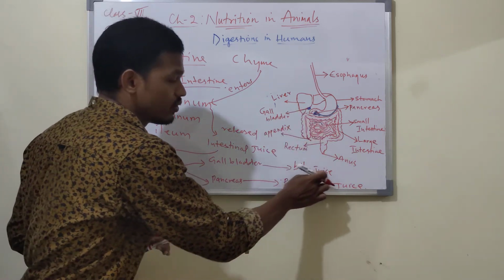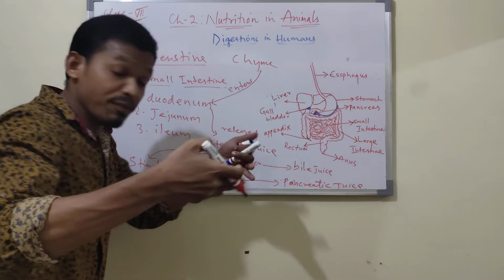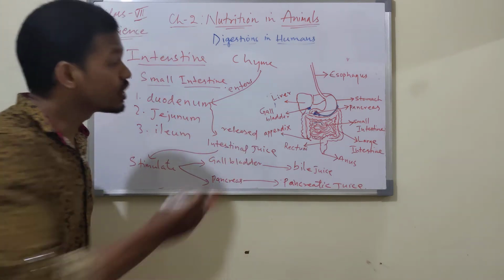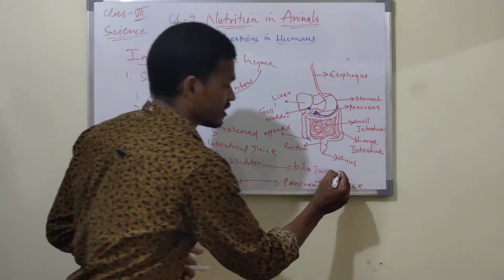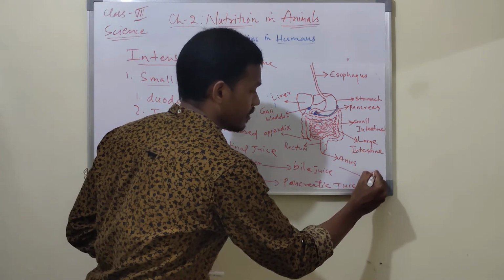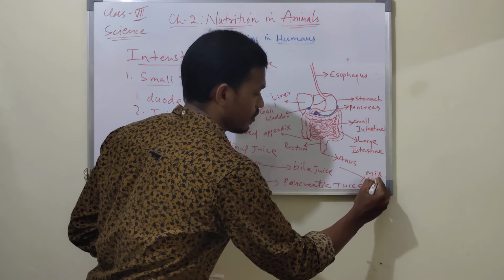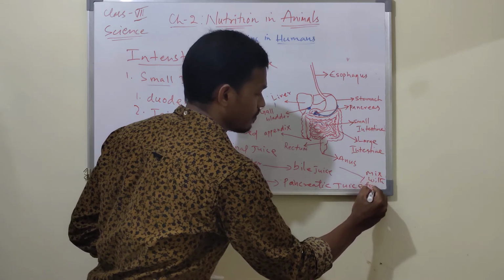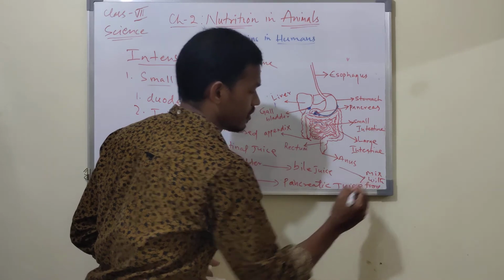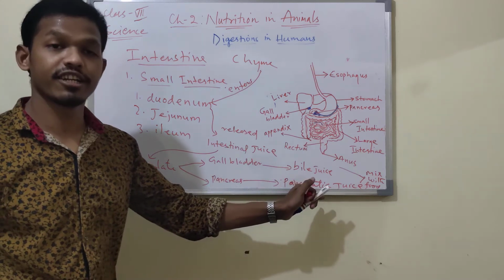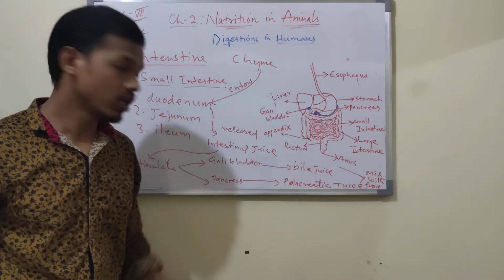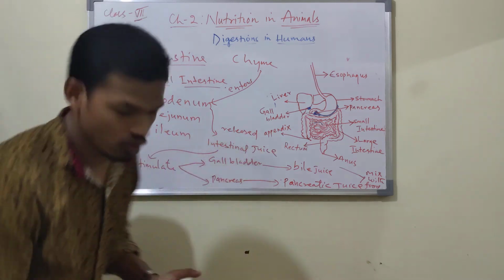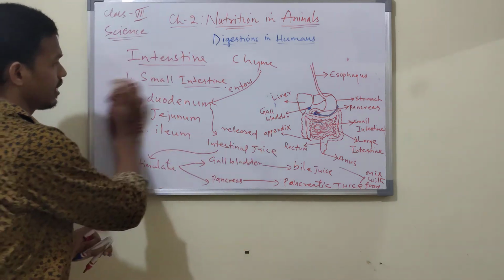After that, what happens? This bile juice and pancreatic juice will mix with the food in the small intestine itself. These two, bile juice and pancreatic juice, will mix with the food. Okay? So what happens after that? Next.